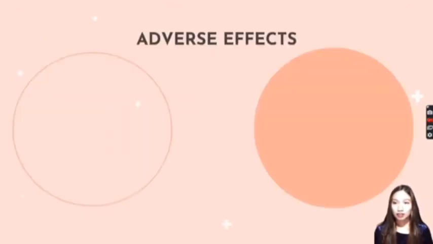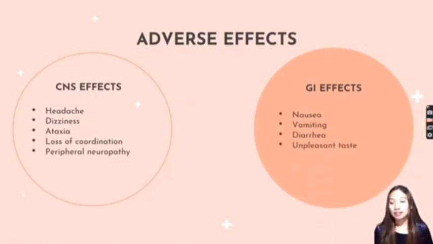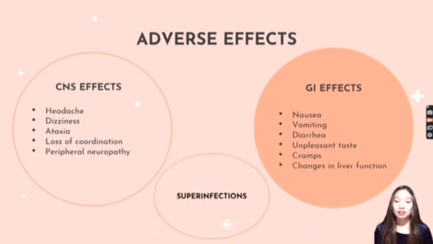So the possible adverse effects for these antiprotozoal agents are CNS effects, which are headache, dizziness, ataxia, loss of coordination, peripheral neuropathy, and GI or gastrointestinal effects, which are nausea, vomiting, diarrhea, unpleasant taste, cramps, and changes in liver function. And superinfections may also occur.